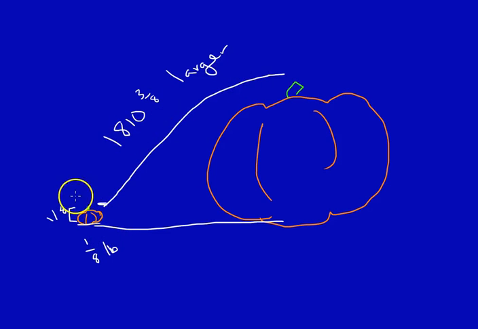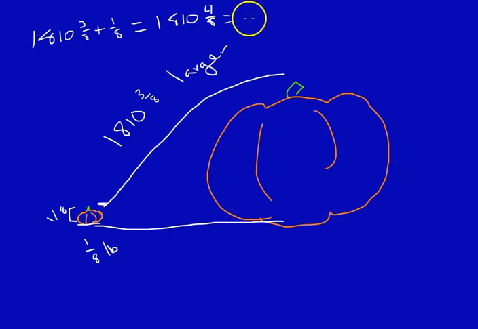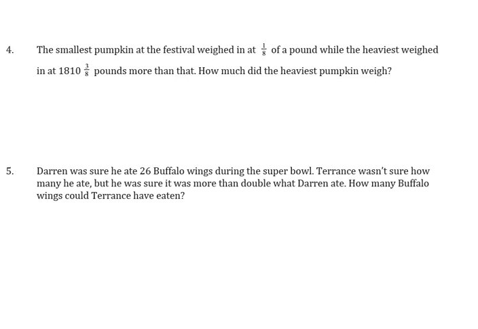Well, what's this plus this? 1,810 and 3/8 plus 1/8. Well, adding 1/8 to 3/8 isn't going to bump this up to 1,811. So it's just going to be 1,810 and 4/8, which of course is reduced to 1,810 and a half. And of course, pounds. All right, so that's all there is to that one. Just wanted to make sure that you're still thinking numbers.